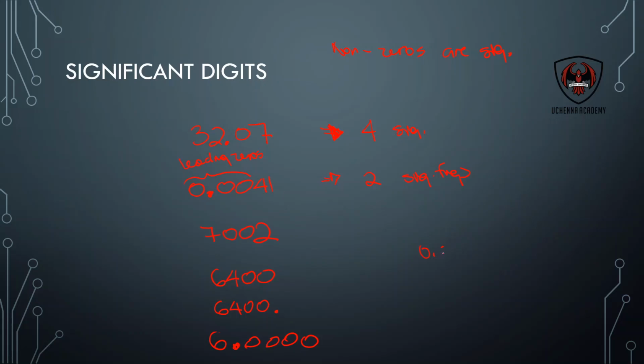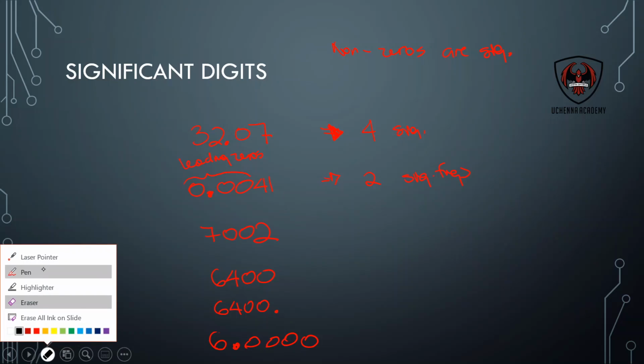I'll show you this. If I had 0.0041 kilometers and I wrote it in meters, I would have to multiply it by 1,000, of course, and this would become 4.1 meters. So you see here, when I write it in meters, I only have 2 significant digits. The zeros are gone, right? So they're actually not significant. They're just there to hold my place value, my decimal, all right? So 2 significant figures for that one right there.